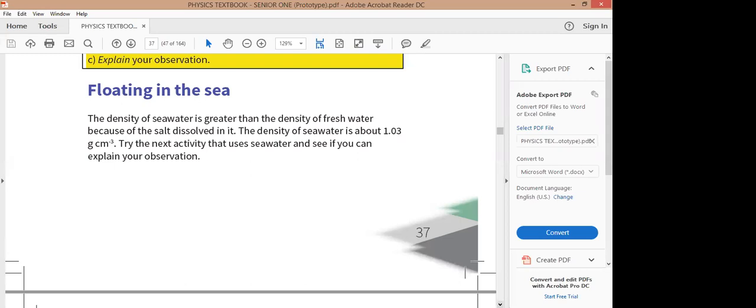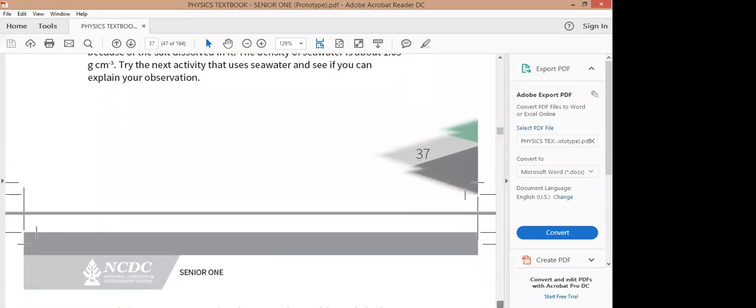So we have seawater. Okay, we have floating in the sea. I could just read through to save time. The density of seawater is greater than the density of fresh water because of the salt dissolved in it. The density of seawater is about 1.03, and we are required to try the next activity that uses seawater and see if we can prove what they've just mentioned.